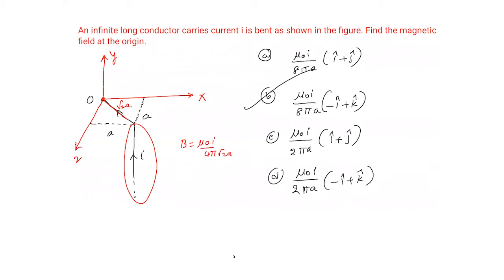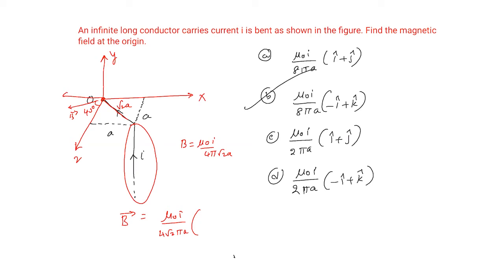But what is the direction of that magnetic field? The direction will be perpendicular to that radius vector, so it will be at 45 degrees. You can resolve that into two components, one along the x-axis and another along the y-axis. So the net magnetic field is given by mu naught I by 4 root 2 pi a, common, times cos 45 and sin 45. Anyhow, that angle is 45.